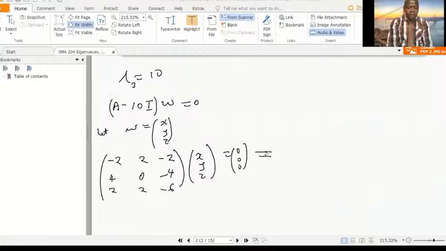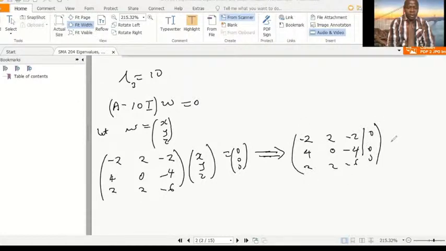Now let's use Gaussian elimination. This would be negative 2, 2, negative 2, 0. And this would be 4, 0, negative 4. It's always good to ensure that you've done that subtraction correctly. You may forget and subtract from the entire row. Just ensure that you subtract only the leading diagonal from the leading diagonal, so that we have negative 2, 0, and negative 6, and the rest remain the way they are. So this would be 2, 2, negative 6, this would be 0, 0.